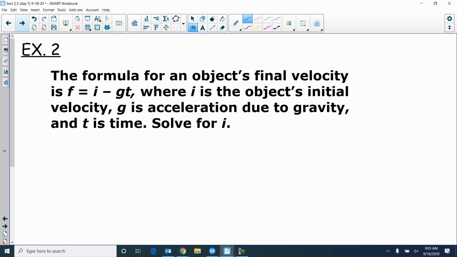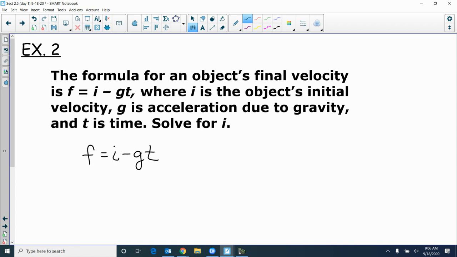So they're going to give us a formula. The formula for an object's final velocity is F equals I minus GT, where I is the object's initial velocity, G is the acceleration due to gravity, and T is time. Solve for I. They're just giving you all this information. Really, the only thing it says is solve for I. We know G is acceleration, T is time. They're just justifying all the variables. Just solve for I.